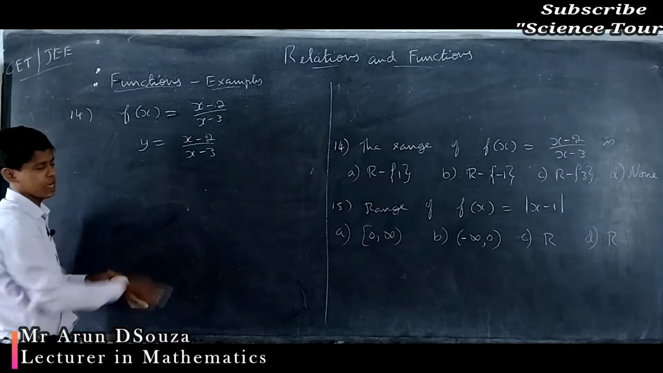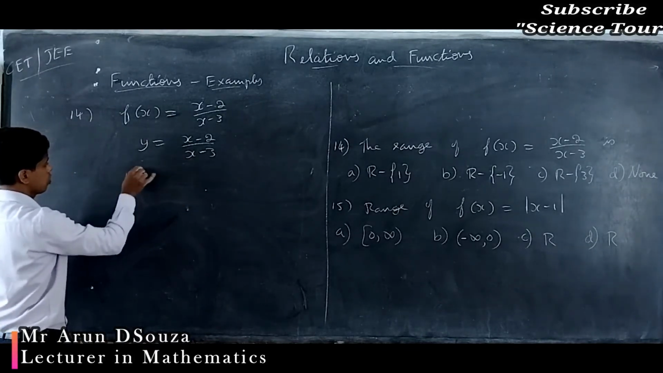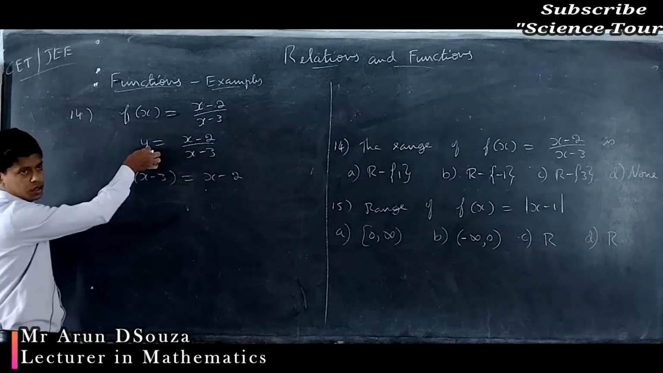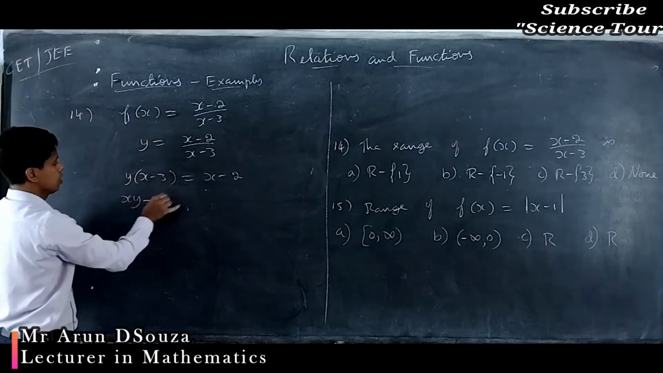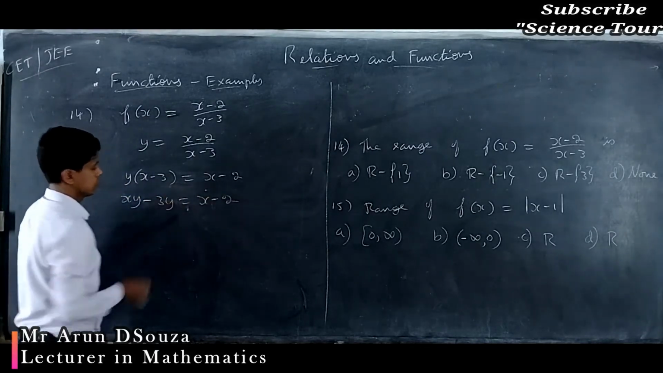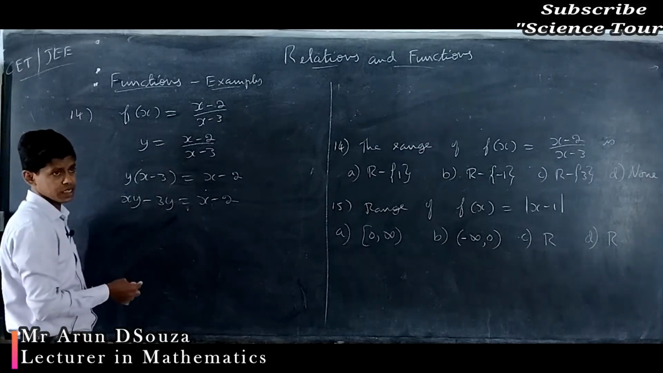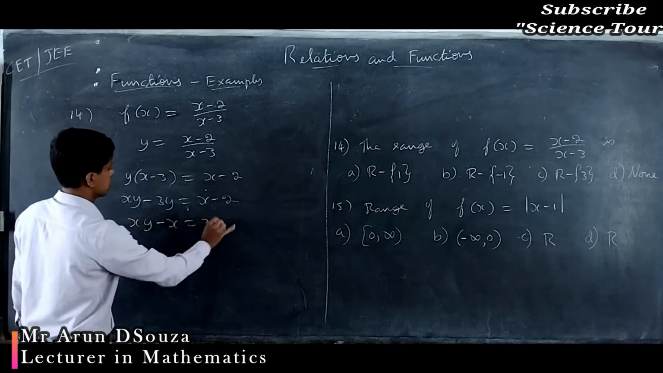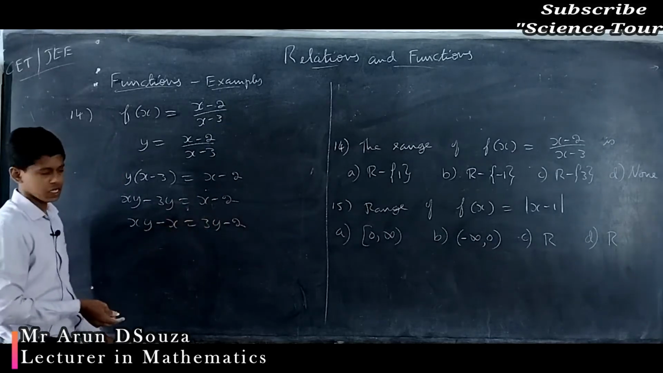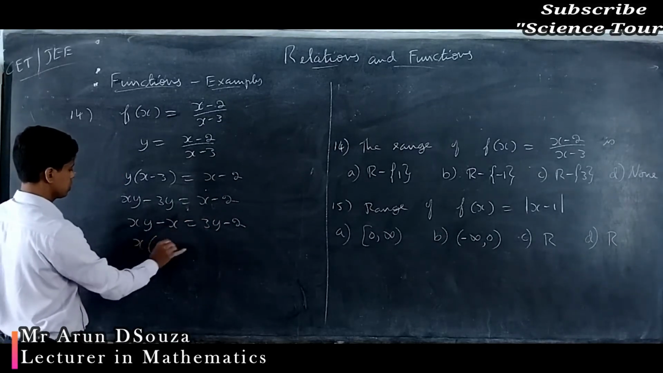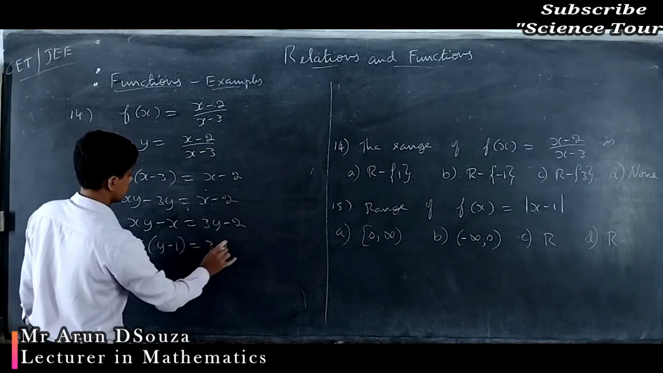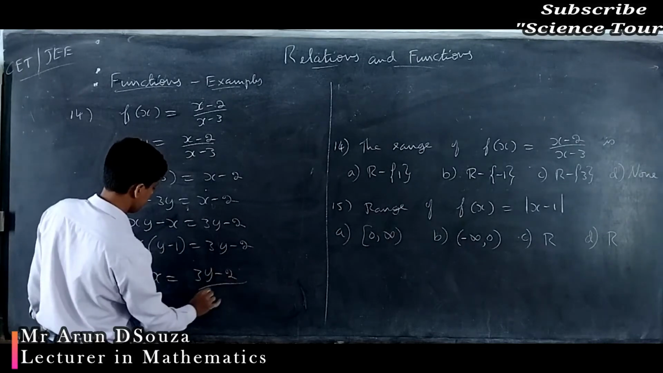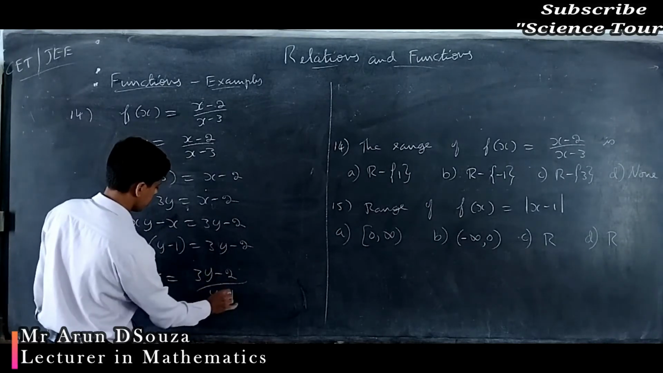By cross multiplying. So let me cross multiply. If you cross multiply, you will get this, then multiply it: xy minus 3y equals x minus 2. Obviously now we need x, so take x terms on one side. I'll take this and 3y minus 2 on the other side, because that will be positive. Now take x common, so this is x times (y minus 1) equals 3y minus 2. Finally, x is (3y minus 2) divided by (y minus 1).